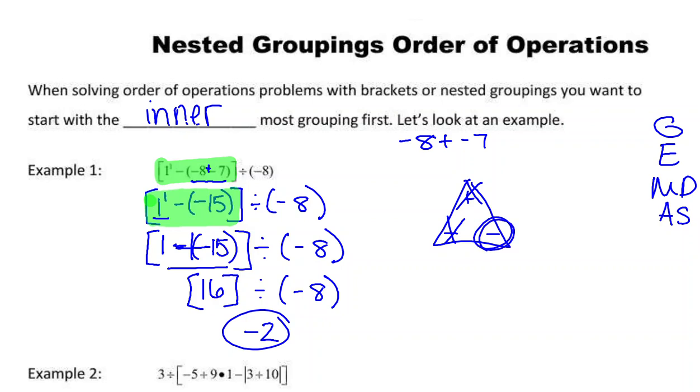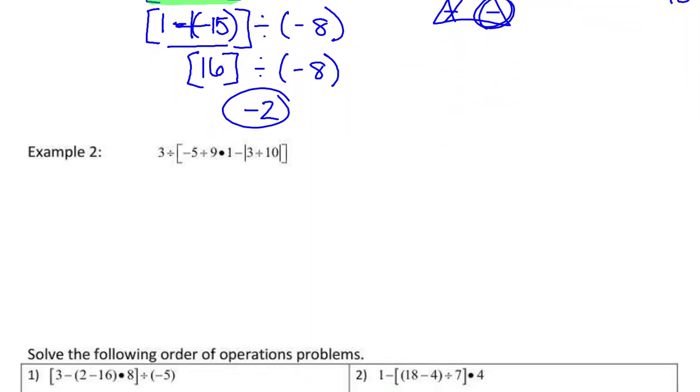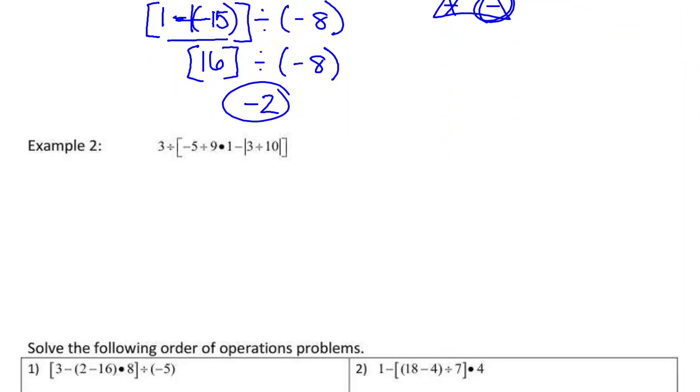All right, let's look at example number 2. Now, number 2 is a little bit more complicated because we put in absolute values. So we have the absolute value right there that we're going to have to solve. So remember, for order of operations, we have grouping, exponents, multiply, divide, add, subtract. Do I have any groupings? Well, yes, I have this big giant bracket here, and I need to figure out what am I going to do first inside that bracket.